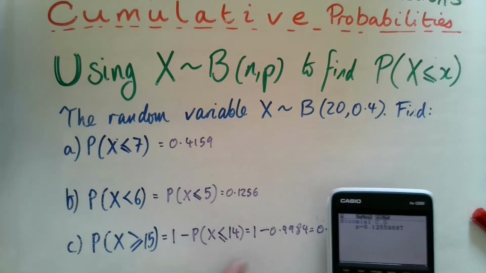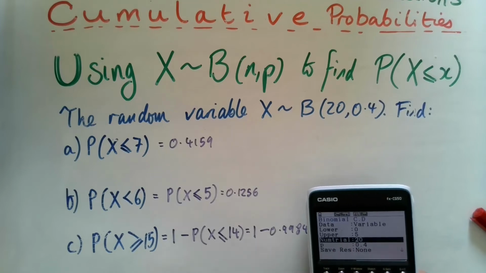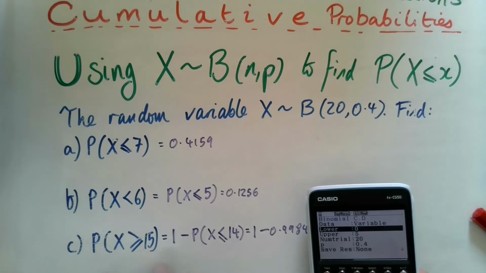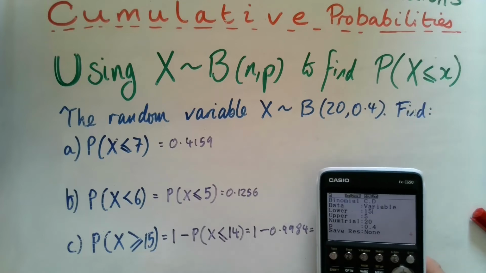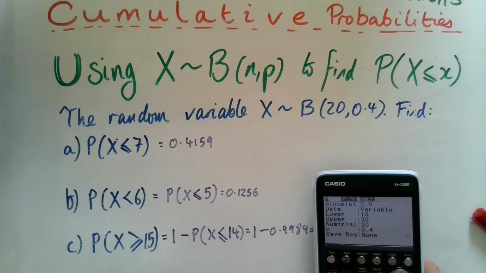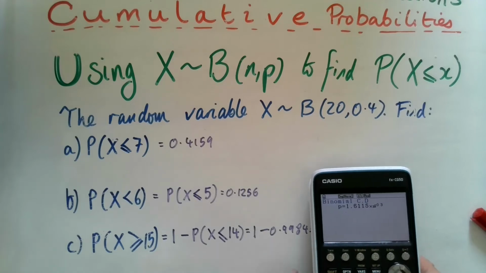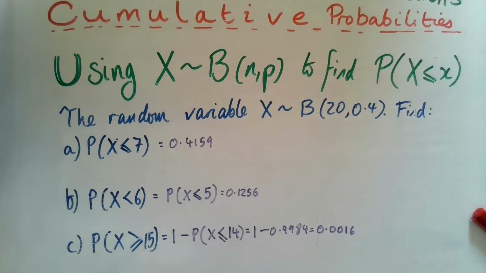But where it really gets easier than the process we had to do here is, if I go back by pressing exit, all I have to do is say where I want it from to. So my lowest possible amount is 15. That's my lower part. I'm going up to 20. My number of trials is 20, my probability is 0.4, and it gives me 1.6115 times 10 to the negative 3, which is 0.0016 to 4 decimal places. And that's that. Okay, let's have another look at some more.